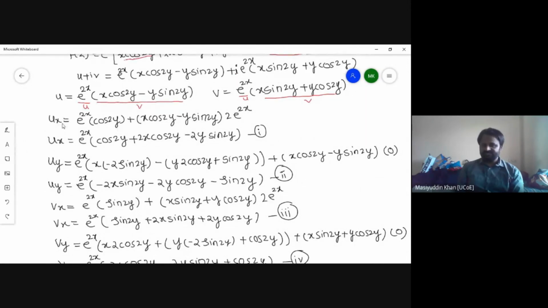So first we differentiate with respect to x. While differentiating with respect to x, this is a product rule, so we have to apply the product rule: first into derivative of second with respect to x, so we are getting this part, plus second into derivative of first with respect to x. We simplify this while getting equation number 1. Similarly, u with respect to y. Again the product rule: first into derivative of second with respect to y. So first as it is, and the derivative of second with respect to y: x as it is, the derivative of cos 2y becomes minus 2 into sin of 2y. So kept as it is.